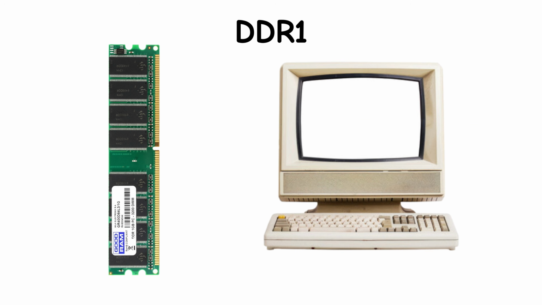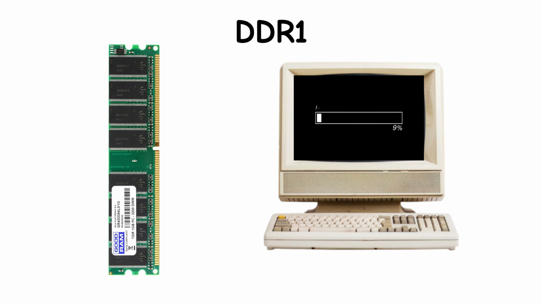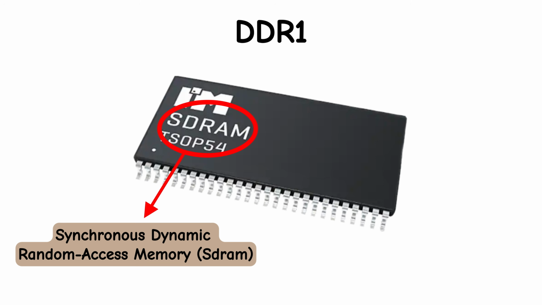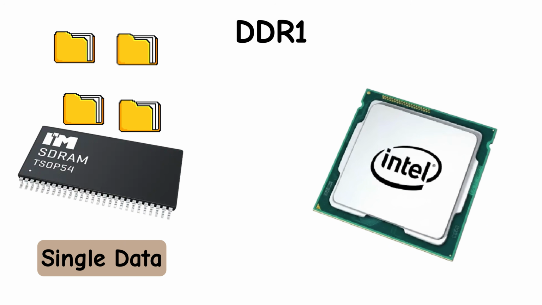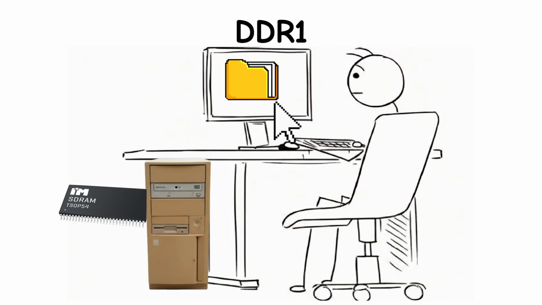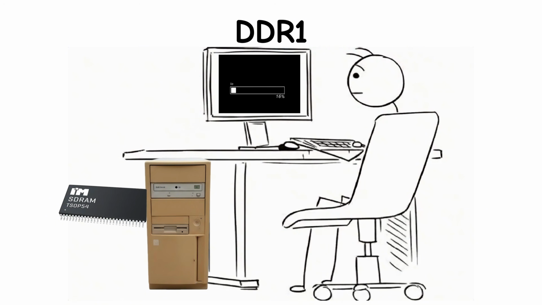DDR1. DDR1 came out in 2000, and it was made because computers were getting harder to run. Before DDR RAM, computers used SD RAM. The problem with SD RAM is that it could only move one set of data per cycle, so it was too slow. That made PCs stutter and take longer to load when you tried to open things.